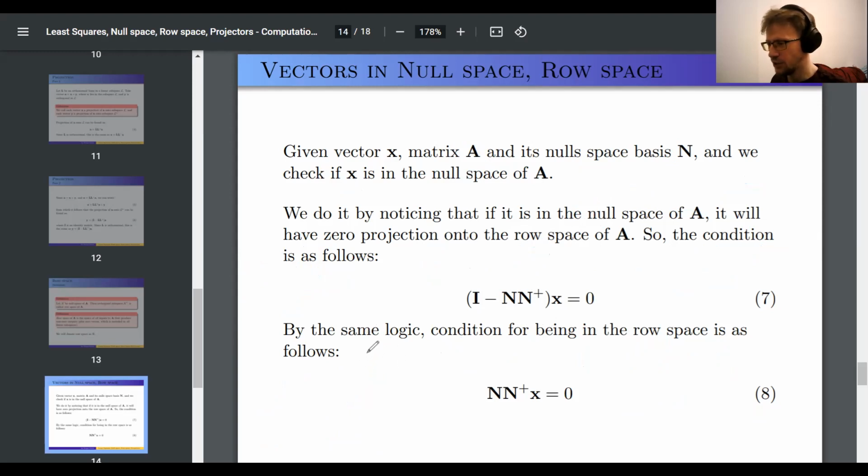Zero projection to the null space. What is a projector into the null space? Well, it is, as we said before, this. This is a projector into the null space. So a zero projector into the null space would be this condition. All right, that's the idea.